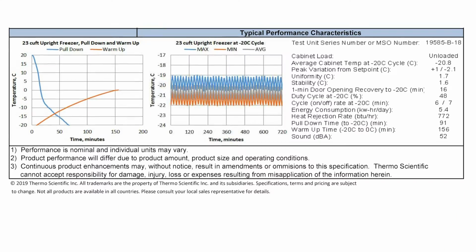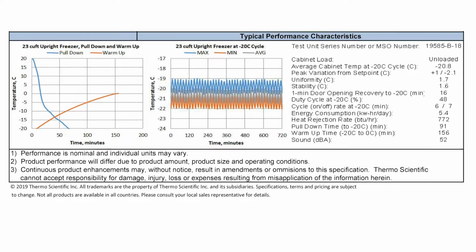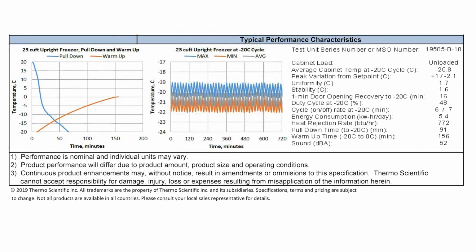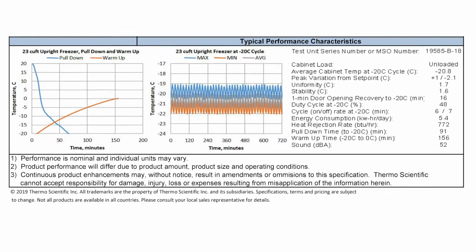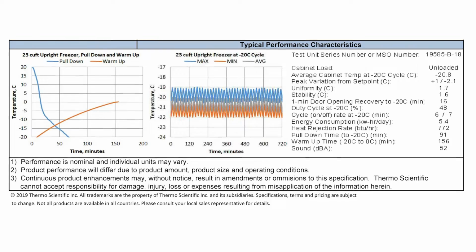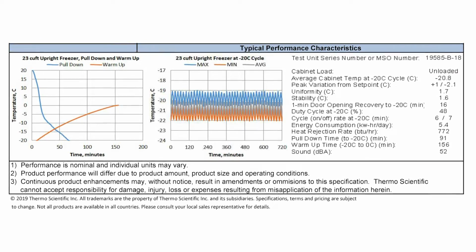The last section, typical performance characteristics in 20 degrees C ambient, provides a snapshot of the unit's performance. These test results are collected while the freezer is in a factory-controlled atmosphere with a test protocol that captures several different aspects of the freezer's performance. So next, let's talk about the results shown on the TDS.